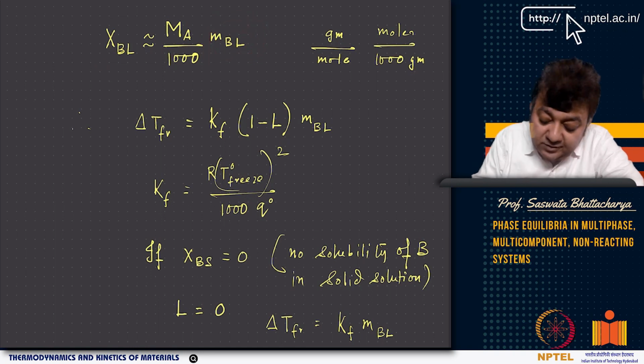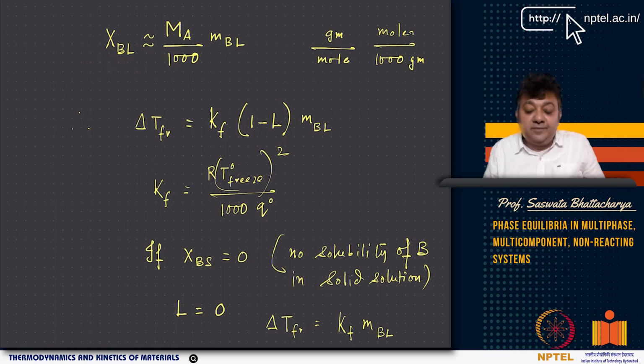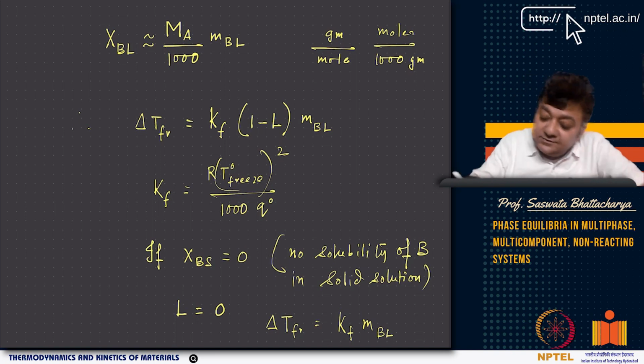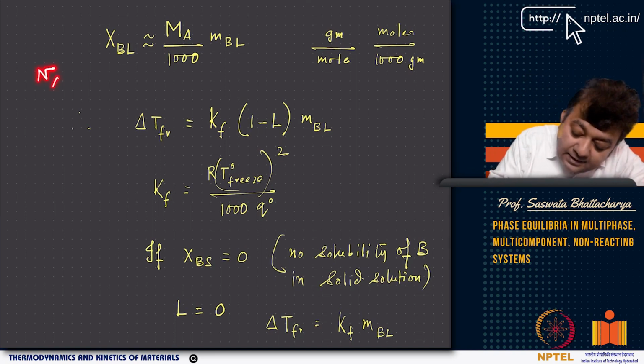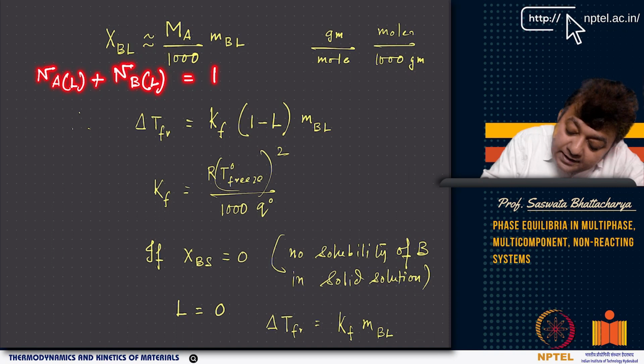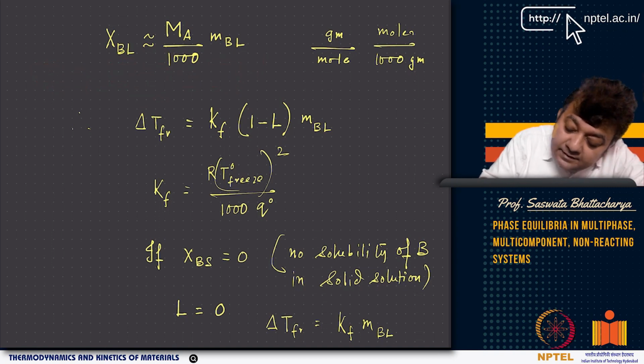So basically mole by mole, and therefore that is nothing but mole fraction, right? Moles of B in the liquid by the total number of moles of the liquid, right? The total number of moles of liquid is basically N_A^L plus N_B^L, which gives me N. Now N_B^L by N^L is nothing but X.